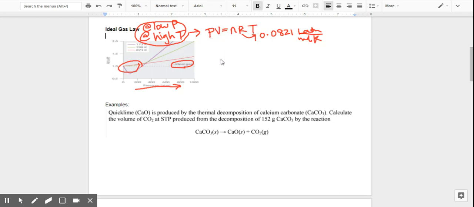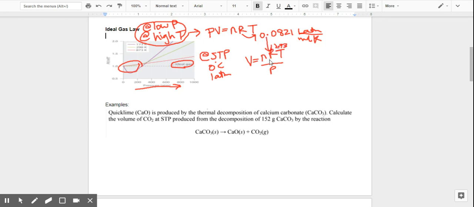A couple of other things I want to show you: if we have STP, something we talked about in stoichiometry. At STP, if you remember, STP means 0 degrees Celsius and 1 ATM. So if I solve for volume here, volume would be nRT over P. If I plug this in specifically, 0 degrees Celsius would be 273 Kelvin here.